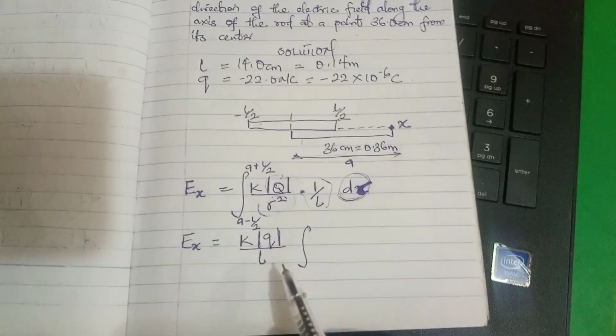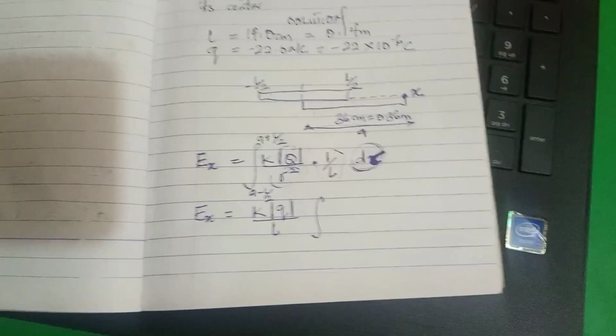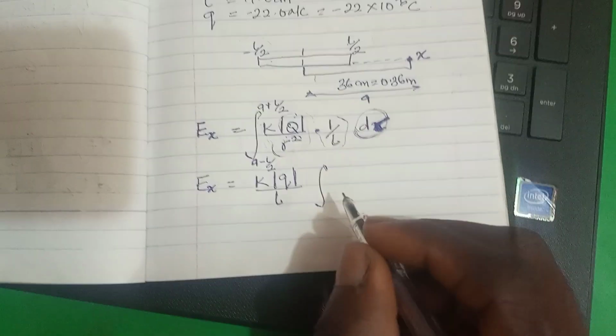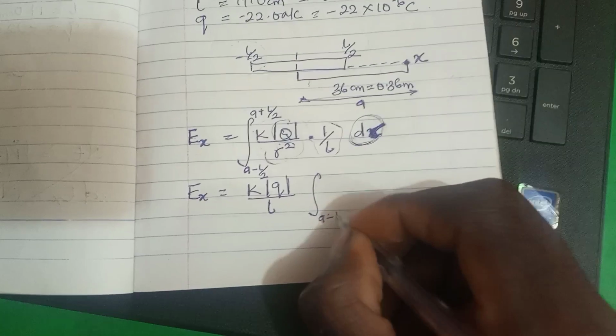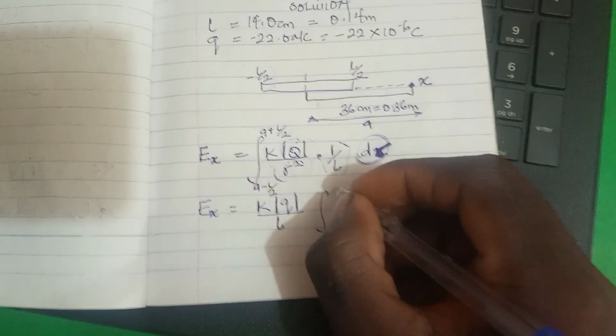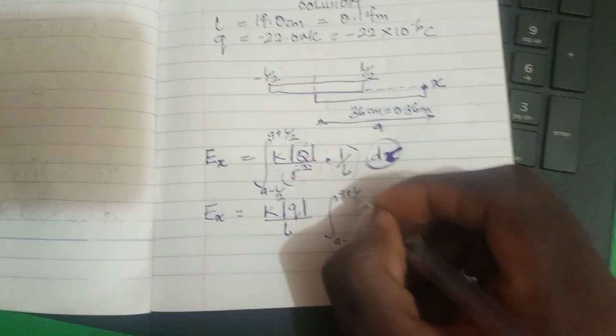The electric field will never be negative because it is calculated with respect to a positive test charge. So that's why we're using the modulus of the charge here. You get to understand some other concepts as I flow by and by. A minus L over 2, A plus L over 2.